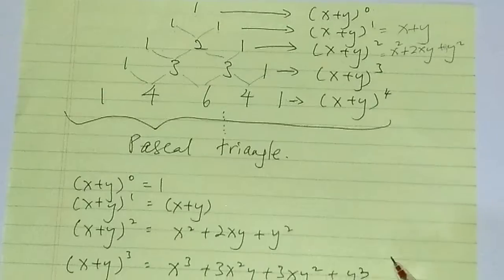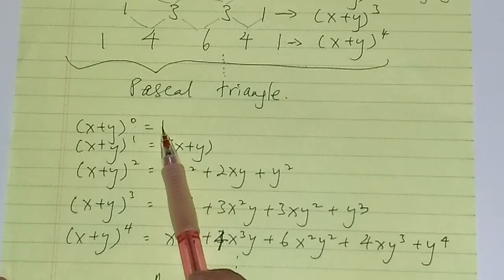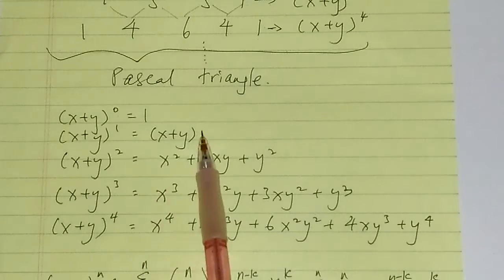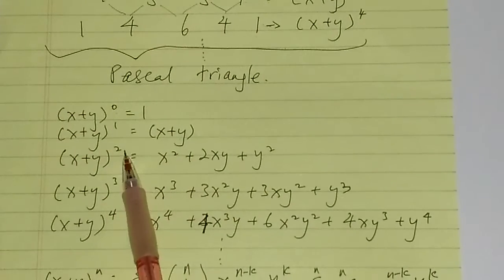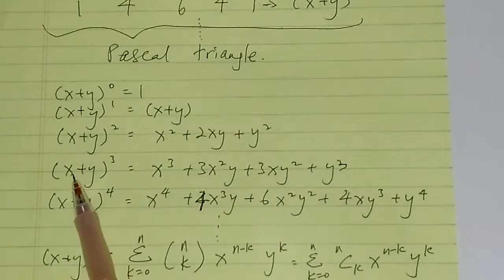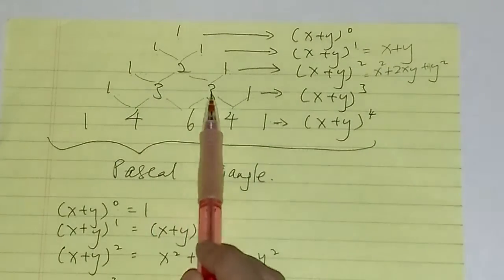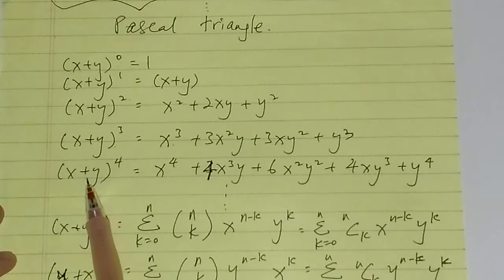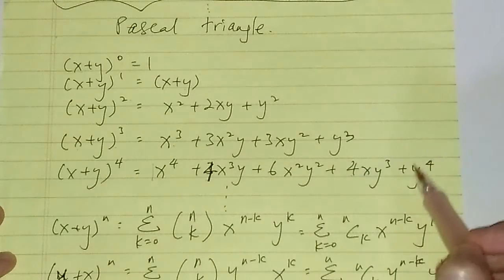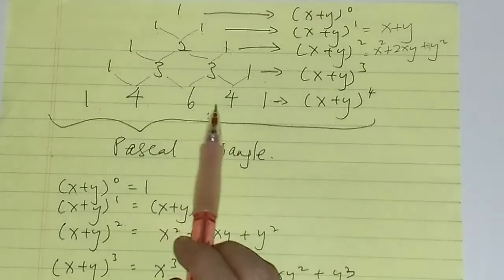I've done some examples here. Power 0 is 1, anything to the power 0 is 1. Power 1, of course, remains the same. Power 2 gives 1 2 1. Power 3 gives 1 3 3 1. And power 4 gives 1 4 6 4 1.